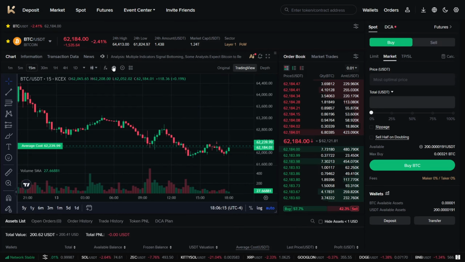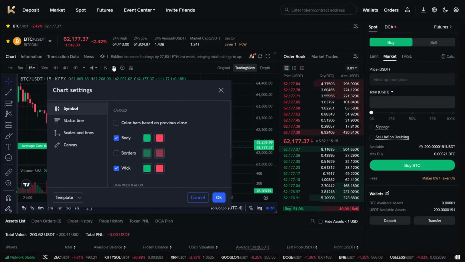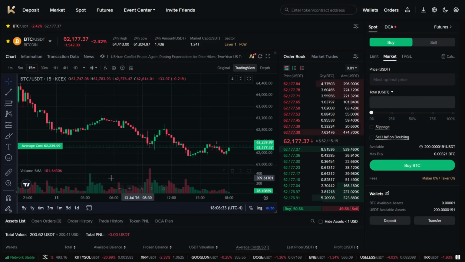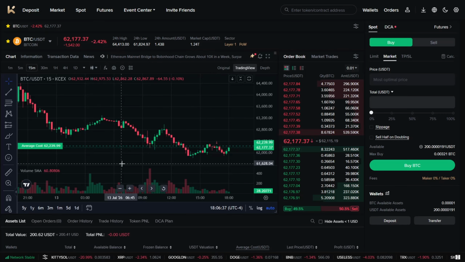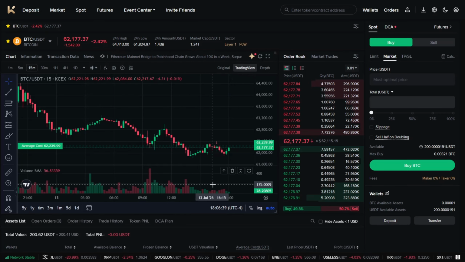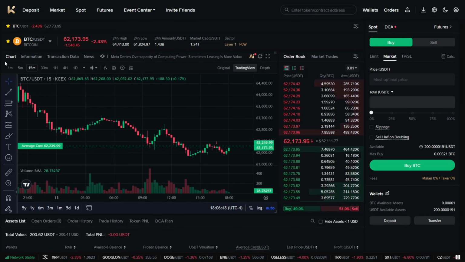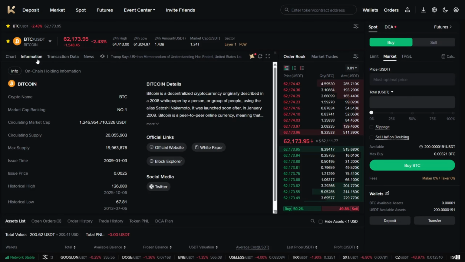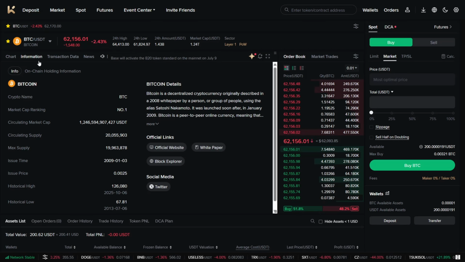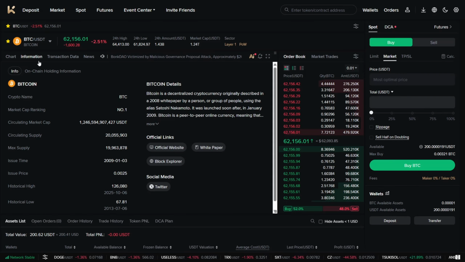To the right of indicators, we have chart settings. Chart settings can help you customize the appearance of your chart, while at the bottom of the chart, we have trading volume. This shows how much trading activity took place during each candle. On the top left, beside the chart tab, we can see there are different tabs like information, transaction data, and news. Clicking on information gives you an overview of your token, so in this case, Bitcoin, including things like supply data, historical prices, project details, official links, and available on-chain information.